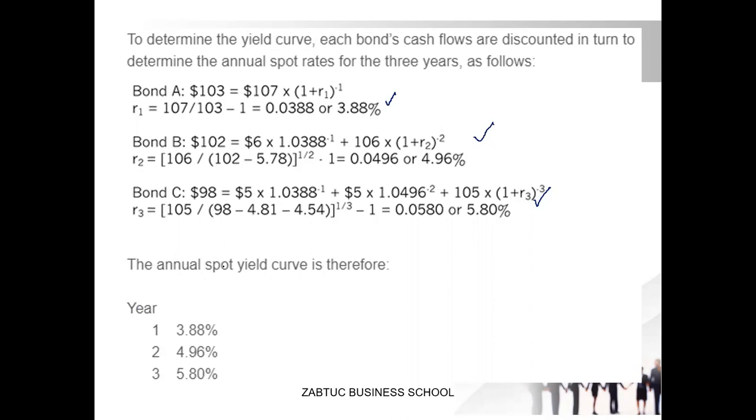Now, what do you do with this annual spot yield? We saw earlier that it was used to find what? The issue price of what type of bond? A new bond. We used it to estimate the issue price of a new bond.